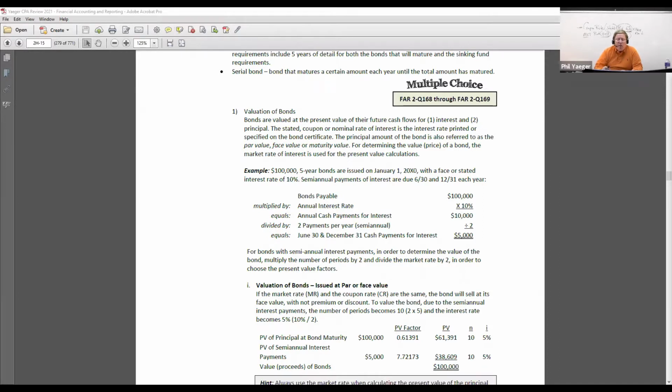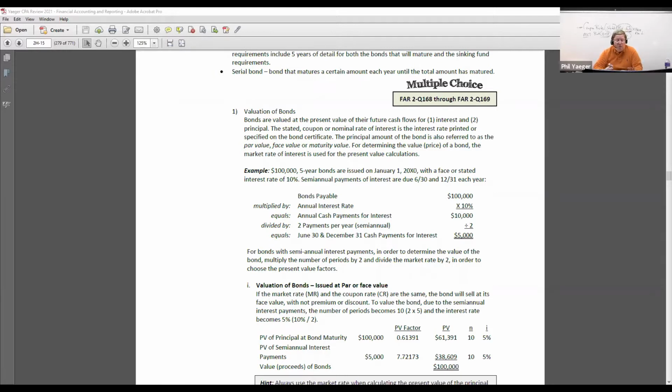Now, notice what it says here. Under the calculation of 5,000, it says for bonds with semi-annual interest payments, in order to determine the value of the bond, you have to multiply the number of periods by 2. Do you see that? And divide the market rate by 2 in order to choose the present value table.